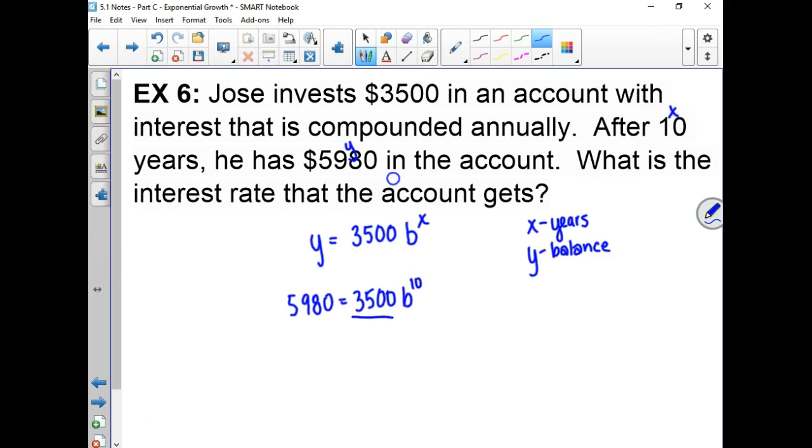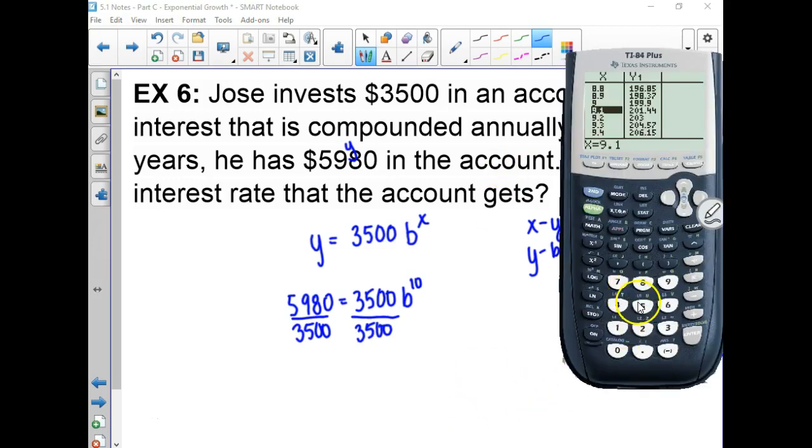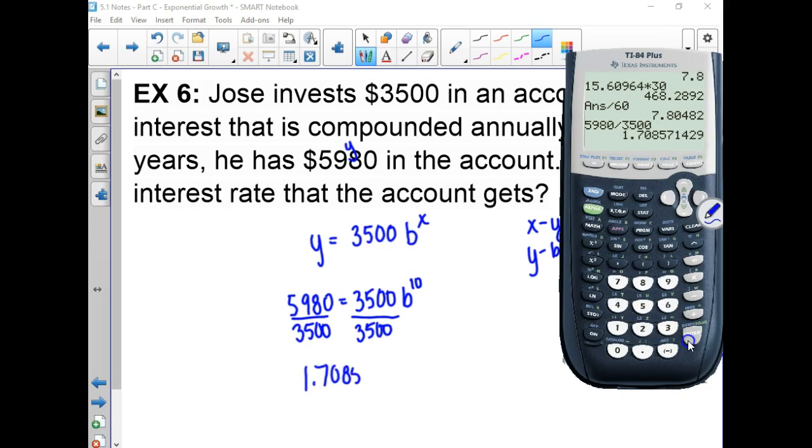So to solve this, we'll take 3,500 and divide it off. So in our calculator, let's go back to the main screen, 5,980 divided by 3,500. We get 1.708571429. Keep that whole number in your calculator. Do not round it. That is B to the 10th power.